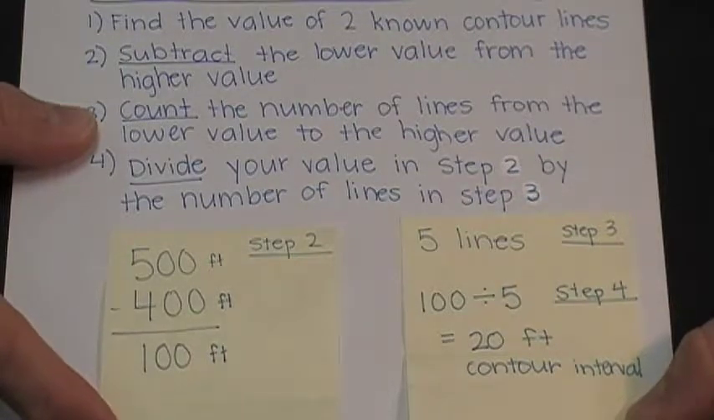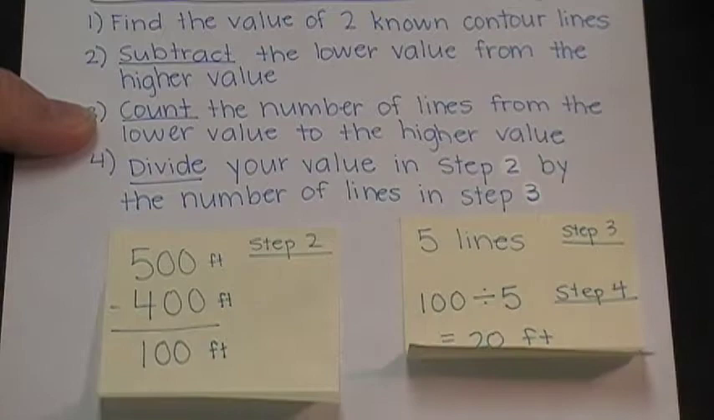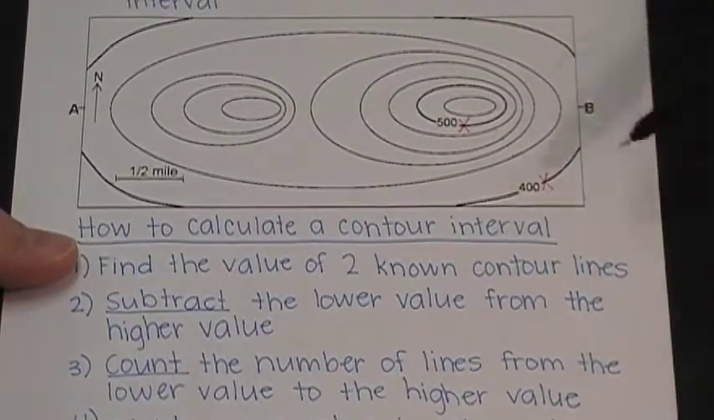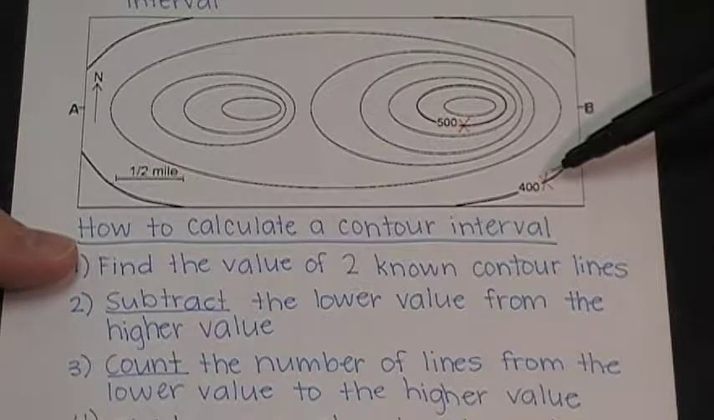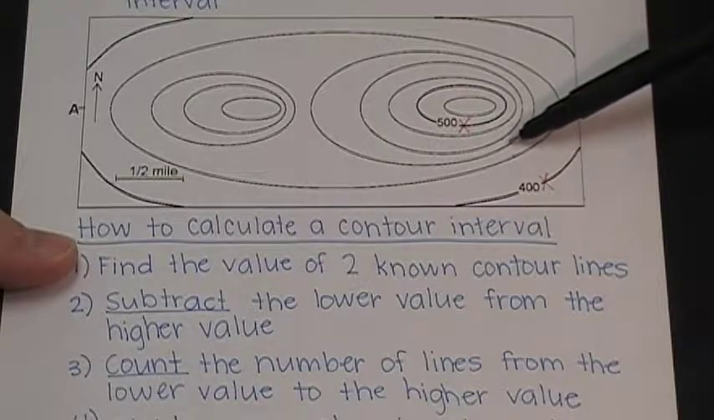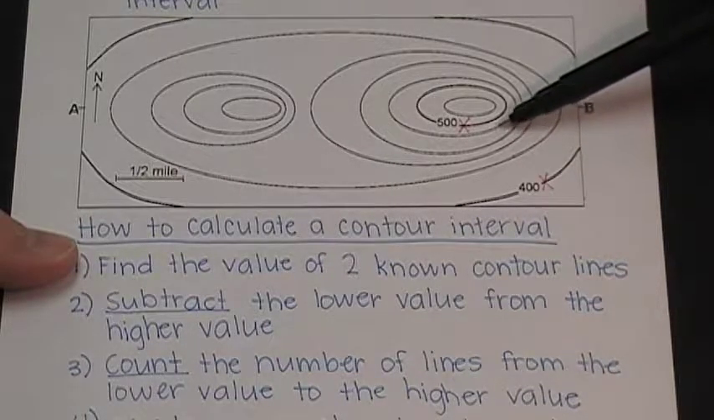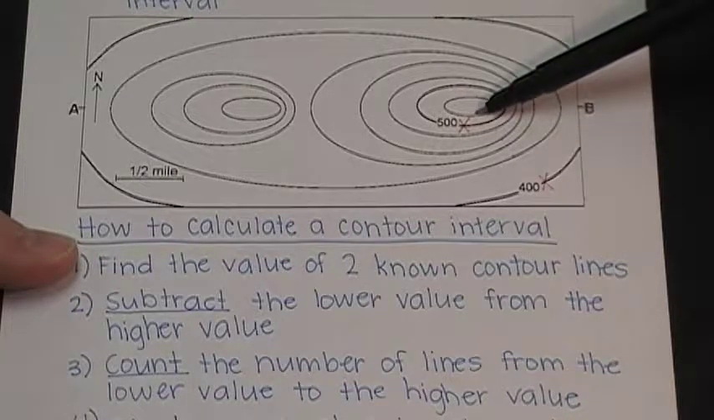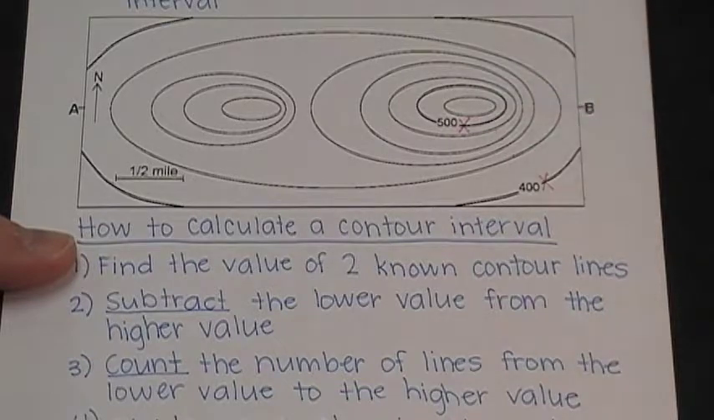Now, in order to check this, you can simply go back to the map, as we are here, start at 400. We said it was a 20-foot interval, so each line should change by 20 feet. So we should go from 400 to 420 to 440 to 460 to 480 to 500. Likewise, we know that this next line up, continuing the trend, would be 520 feet. And that is how you calculate a contour interval.